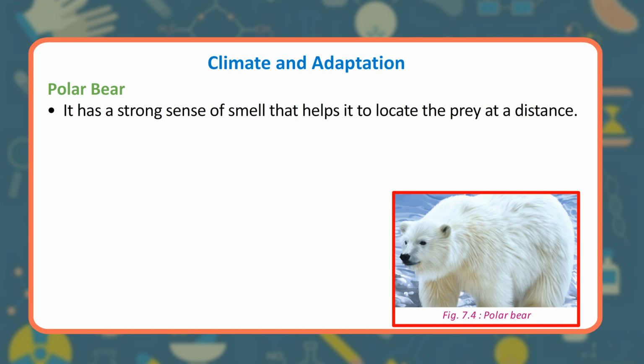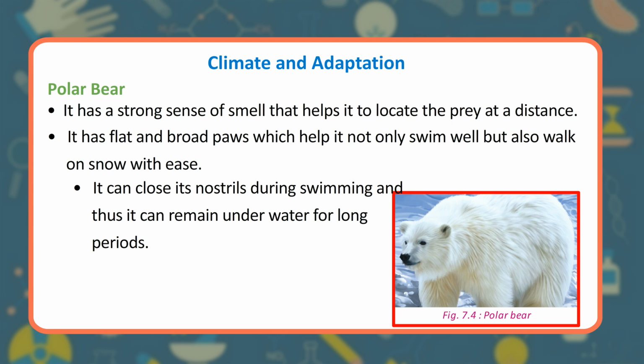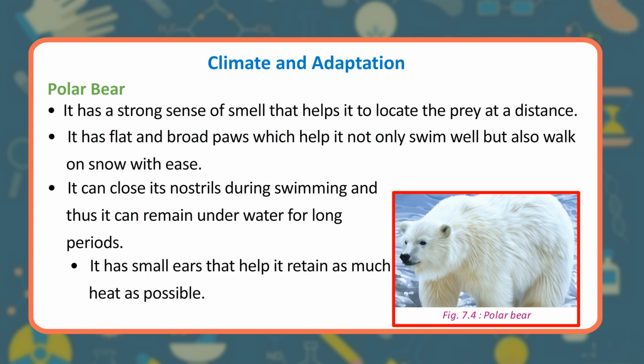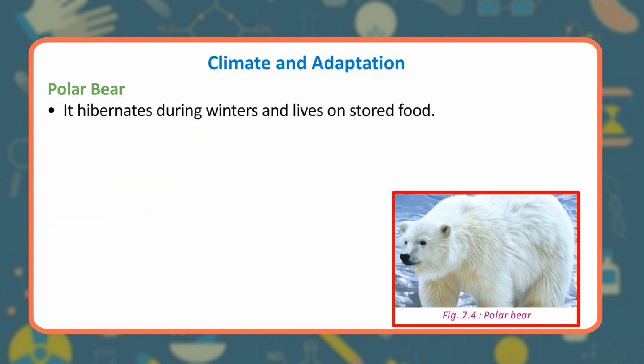It has a strong sense of smell that helps it to locate prey at a distance. It has flat and broad paws which help it not only swim well but also walk on snow with ease. It can close its nostrils during swimming and thus it can remain underwater for long periods. It has small ears that help it retain as much heat as possible. It hibernates during winters and lives on stored food.